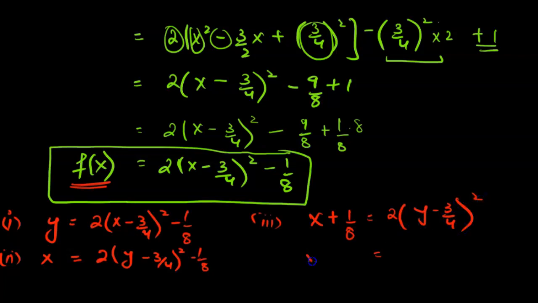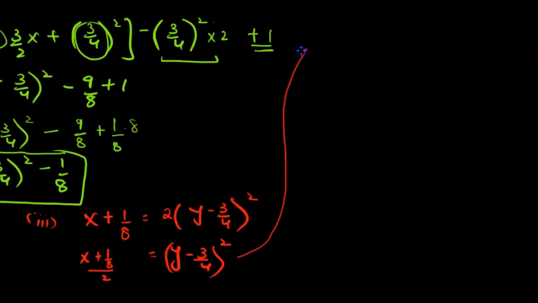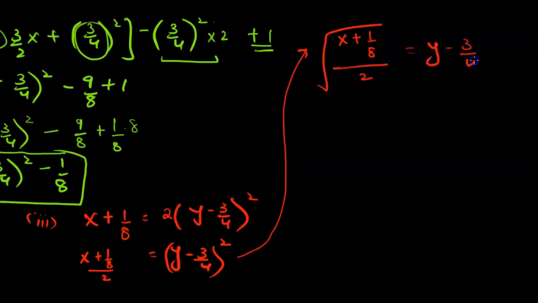So this would look something like this. (x plus 1 by 8) whole thing divided by 2, because this 2 is being multiplied, so it will go on the other side and get divided, equals (y minus 3 by 4) squared. Let's do it here. So the square is the next thing that will go on the other side, and becomes a square root. The square root of (x plus 1 by 8) whole thing divided by 2 would give us y minus 3 by 4. And then finally I get y is equal to the square root of (x plus 1 by 8) divided by 2, plus 3 by 4.